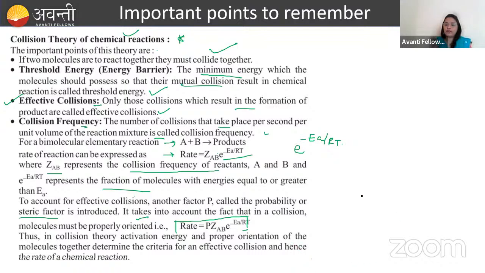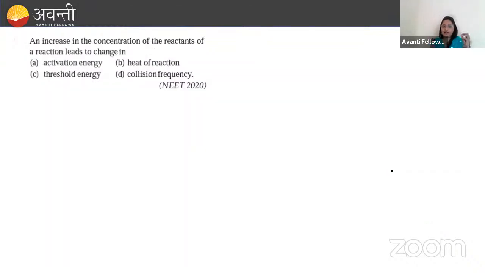So these are the two main factors: ZAB, that is collision frequency, and the steric factor or probability factor. These are very, very important things we are going to consider in collision theory. Remember threshold energy, effective collision, and collision frequency. This is collision frequency and this is the probability or steric factor. So all about chemical kinetics we have revised right now. Now let's try to solve some problems on chemical kinetics, previous year questions.